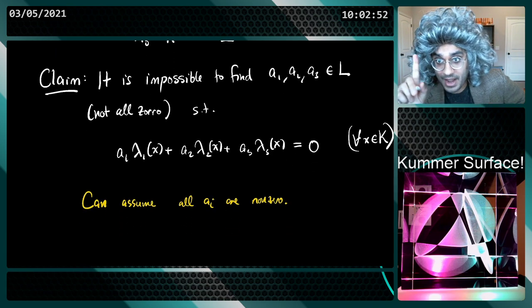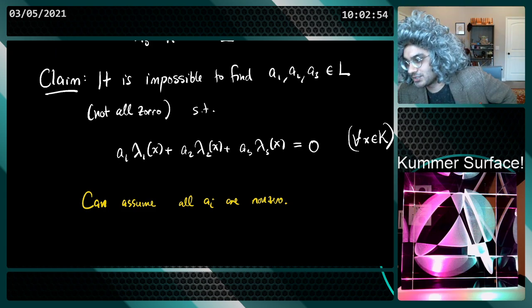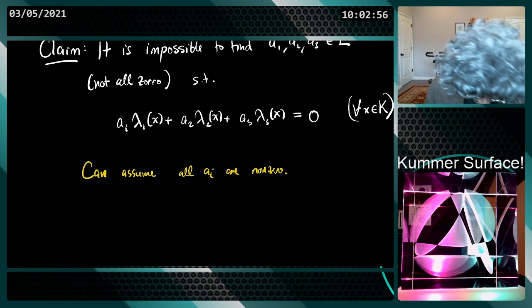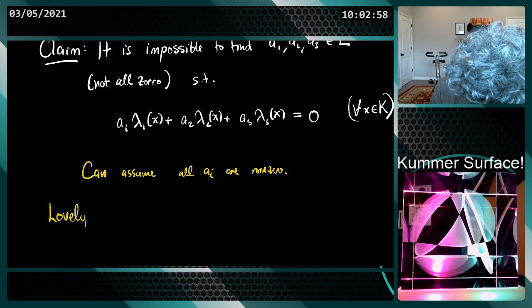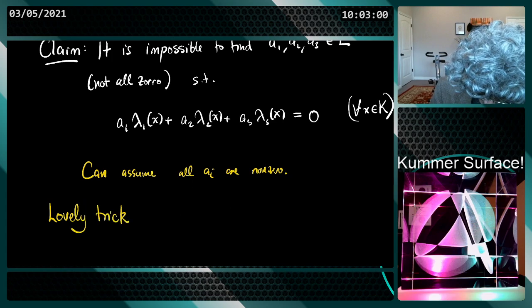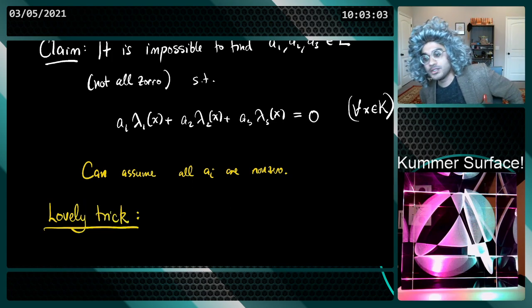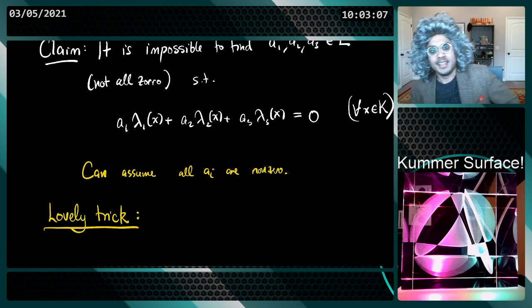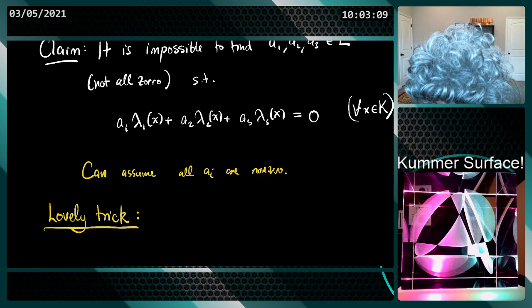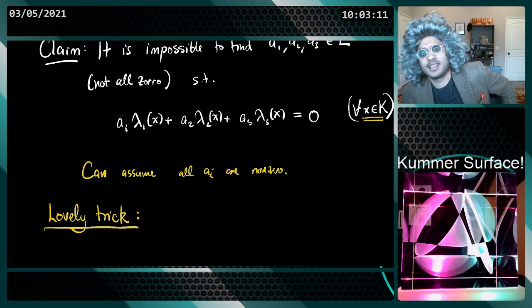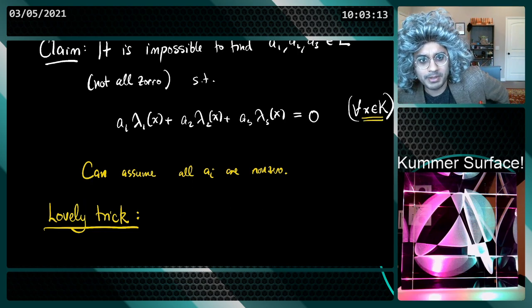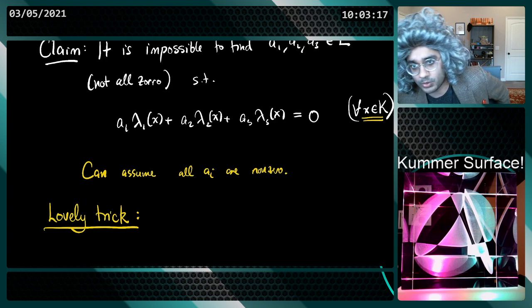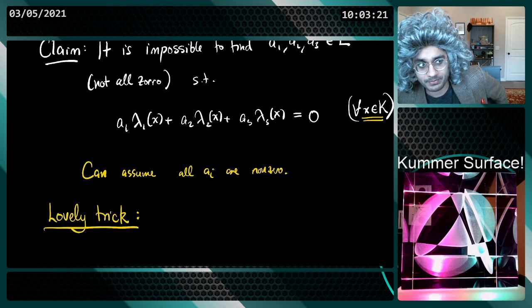Okay, and now here's the trick. The trick is lovely. Lovely trick. And this, no doubt, is Dedekind's trick. Okay. This is true for all x in K. But now, replace x with x times y, where y is some arbitrary element in K.